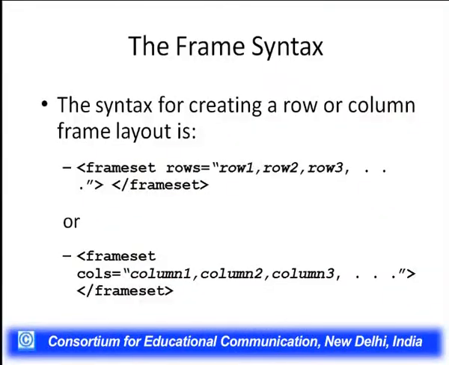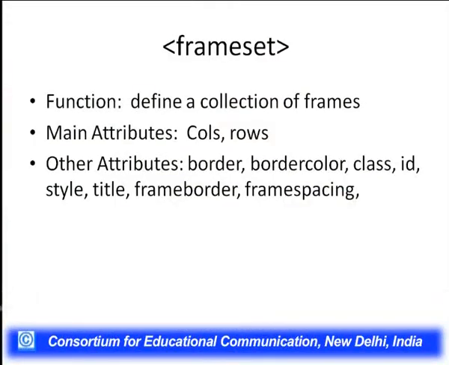So you can see here, the first thing is that you will have to define the frameset tag. The syntax of the frameset tag is frameset, and if you want to define rows, you write rows equals, and you define as many rows as you want the screen to be divided into. Or if you want to divide into columns, you write frameset and cols equals, and you specify as many columns as you want, col 1, col 2, col 3, and so on, and then you close the frameset tag. So frameset basically defines a collection of frames.